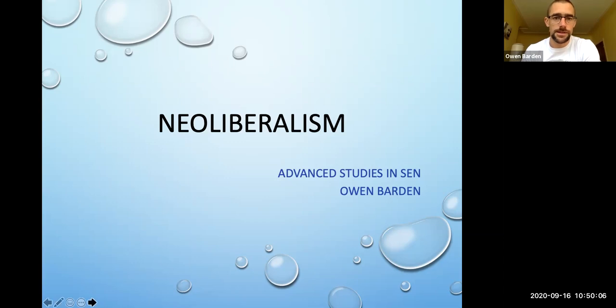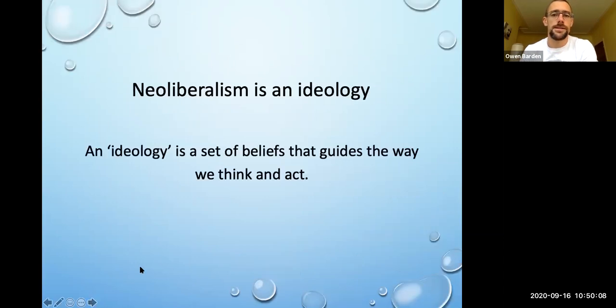So the first thing to understand is that neoliberalism is an ideology. Now, this is a word that you may have heard, but might not be totally sure what it means. So I'm going to tell you what I think it means. And it's quite simple. An ideology is a set of beliefs that guides the way that we think and act, right? An ideology is a set of beliefs that guides the way we think and act.